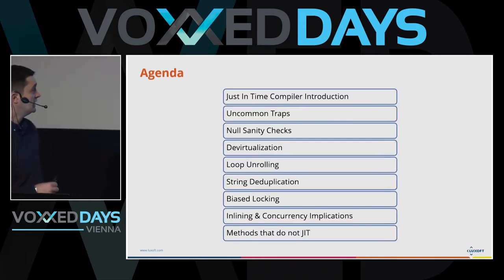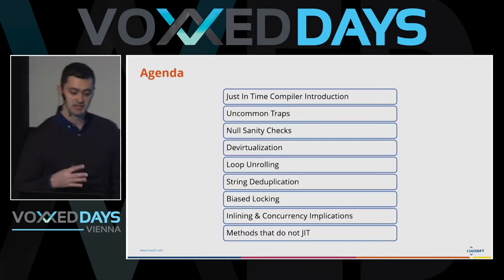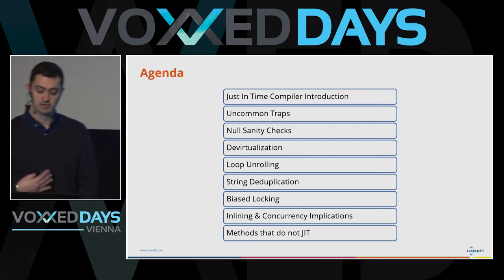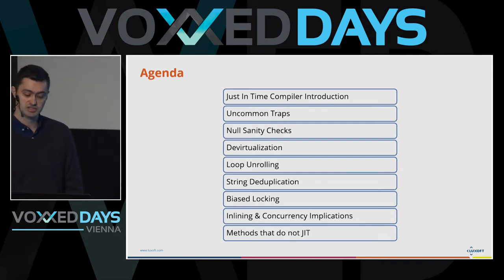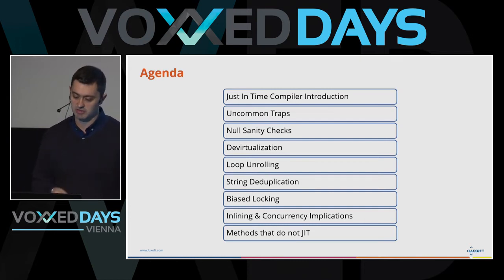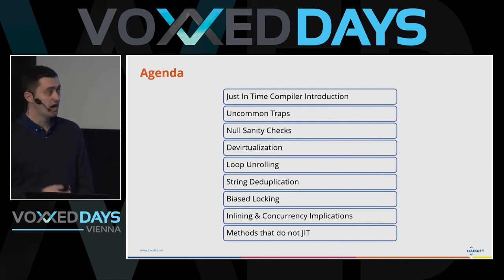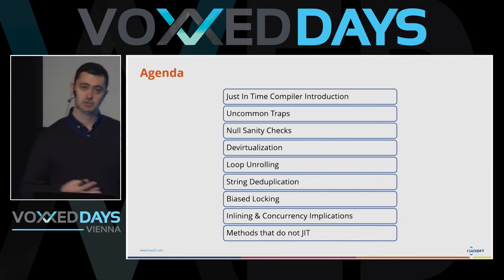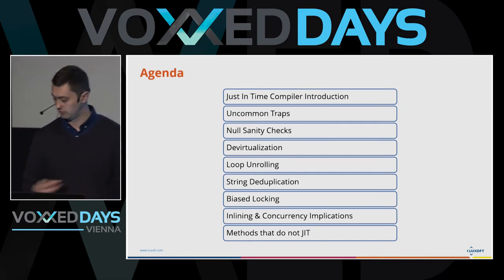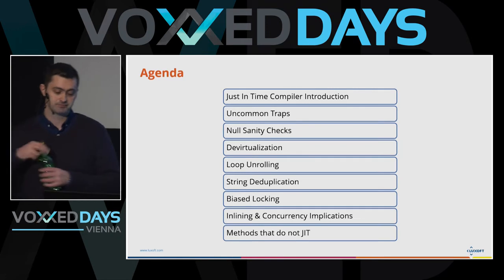Our agenda for today contains a lot of topics. We'll start with a brief introduction about what the JIT means, and after that we'll go through a few optimizations, starting with uncommon traps and null sanity checks, and we'll see what happens during the runtime with regard to these optimizations. So, how the JIT behaves to benefit from the best optimizations.